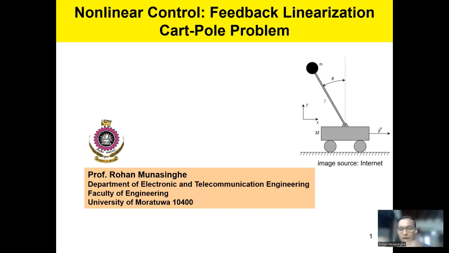You need to push the cart back and forth, left or right, and balance the pole vertically. At the same time, you want to move the cart to a desired position. So there are two controls. One is to stabilize the pendulum, and then move the cart to a desired position. So it's an advanced control system.